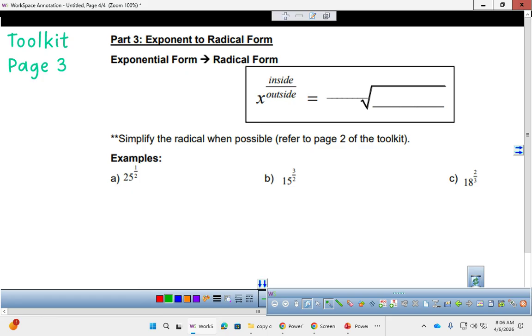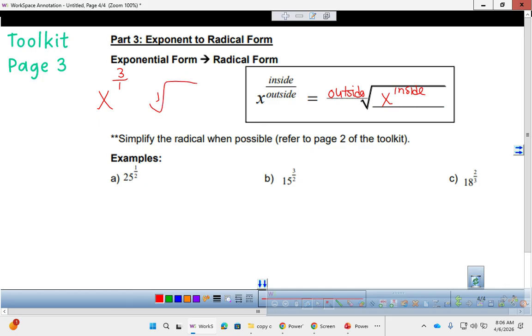So inside divided by outside. So what that looks like in radical form, your outside number goes to the outside. So your denominator number becomes what type of root you're looking at. And then the x to the inside is the exponent inside, right? So inside goes inside, outside stays outside. Numerator goes inside, denominator stays outside. This only works with exponents that are fractions. I could make this a fraction, but there is no such thing as a first root.